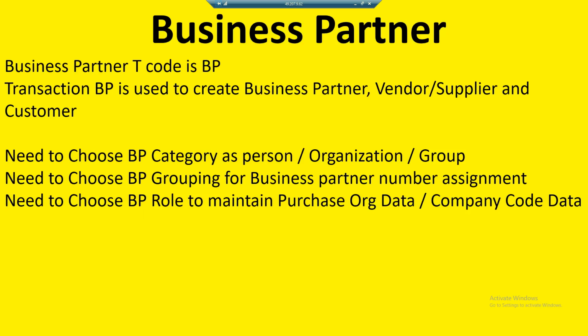Transaction BP is used to create business partner, vendor/supplier, and customer. While creating a business partner, we have to choose the BP category. BP category can be a person, organization, or group. I'll explain in the next slide. And we have to choose the BP grouping for business partner number assignment. And we have to choose the BP role to maintain purchase data, purchase organization data, company code data.